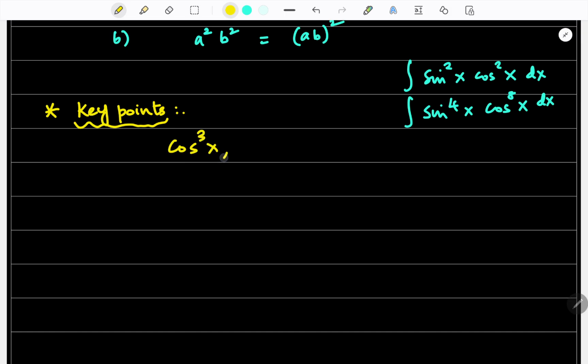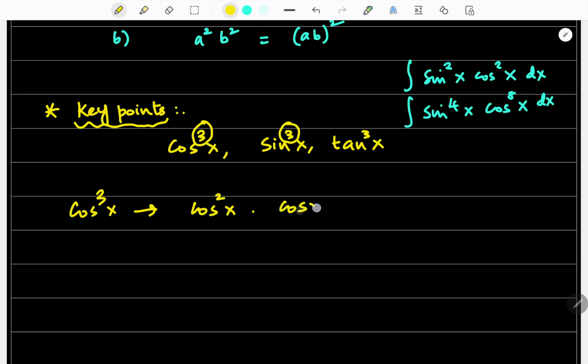Suppose you have a situation with cos³x or sin³x or tan³x, whatever it is. What is the power of this one? Odd power. Odd means what? 1, 3, 5, 7 like this. So when you get odd powers, you have to write cos³x as cos²x multiplied by cos x. That's power 1; 2 plus 1 is 3. So every time you see odd powers, try to reduce the odd power. What do I mean? Reduce the odd power only. Don't touch the even powers.